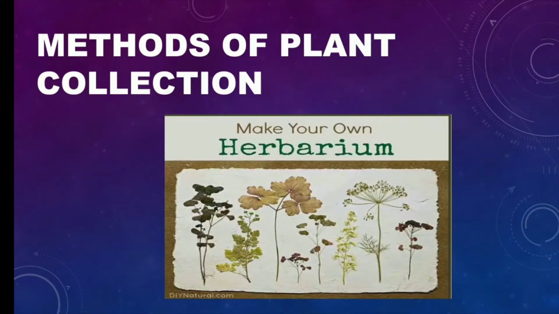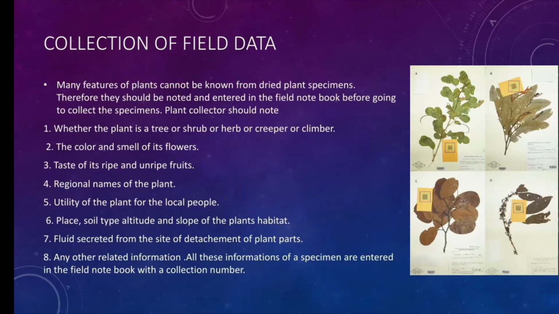Methods of plant collection. In the method of plant collection, the first information should be the collection of field data. Here, field data means a collection of data of that plant which is present there in the field, whether it is a herb or shrub or climber or creeper, the color and smell of its flower, taste of its ripe or unripe fruit, regional name of the plant, utility of the plant for the local people, and fluid secreted from the site of detachment of the plant. These are many pieces of information which should be collected in the collection of field data.